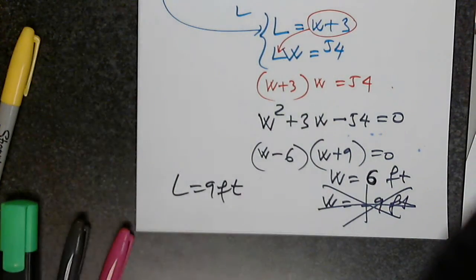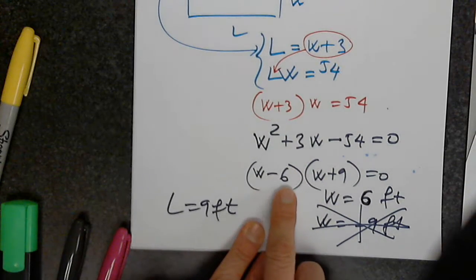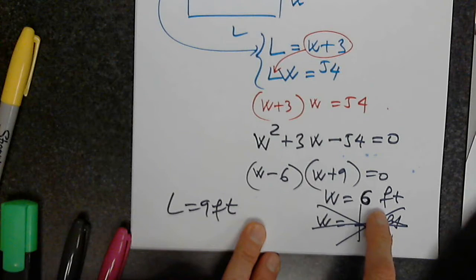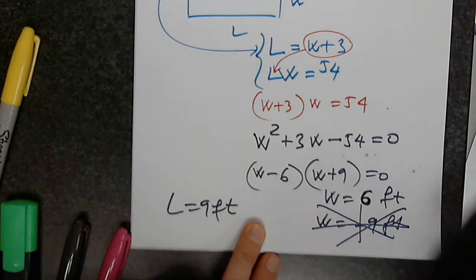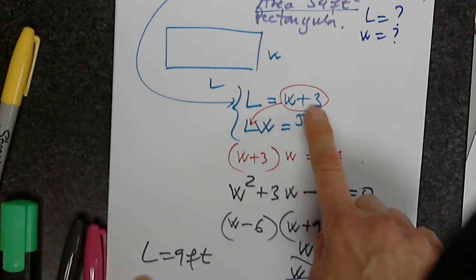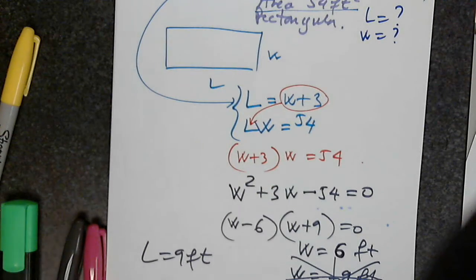Where you get 6 feet from? W minus 6 is 0 using the zero product principle. We move 6 to the other side, it becomes positive. So when we get 6 plus 3 is 9. Any questions for me? Any questions? Is negative 9 not possible because you cannot have a negative number? Exactly.